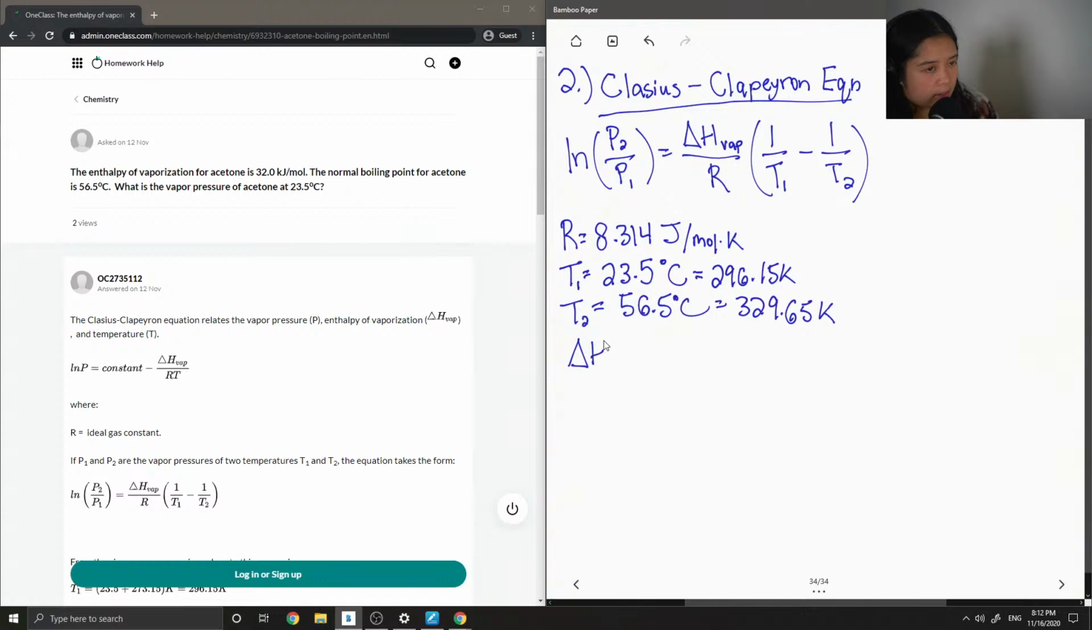So this is the delta H vap, which is 32.0 kilojoules per mole. But again, if you look at my R constant, its value is given in joules, so I'm also going to convert this to joules by multiplying by 1,000. So you end up getting 32,000 joules per mole.